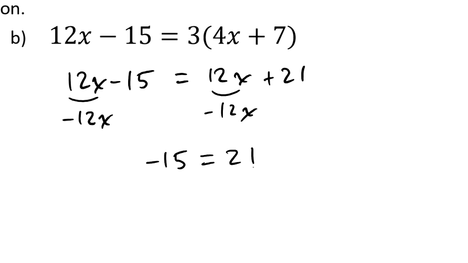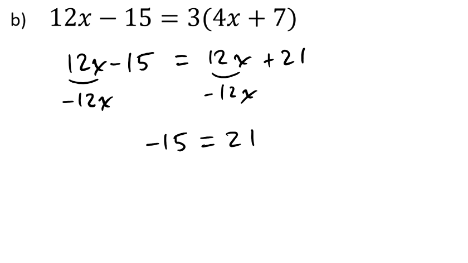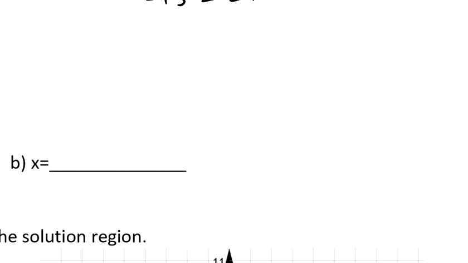That is clearly a contradiction, right? Negative 15 is not 21. So we know at this point that there's a contradiction here. There's no solution. So we would just write no solution.